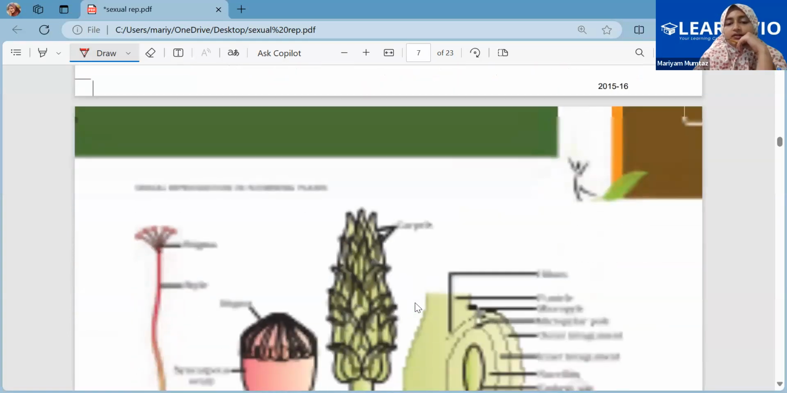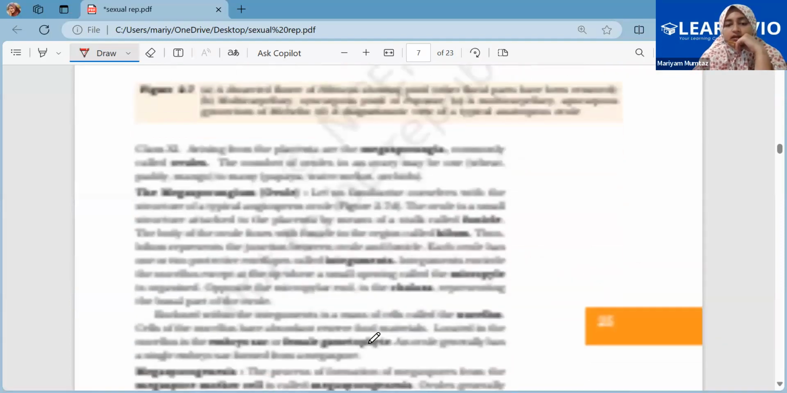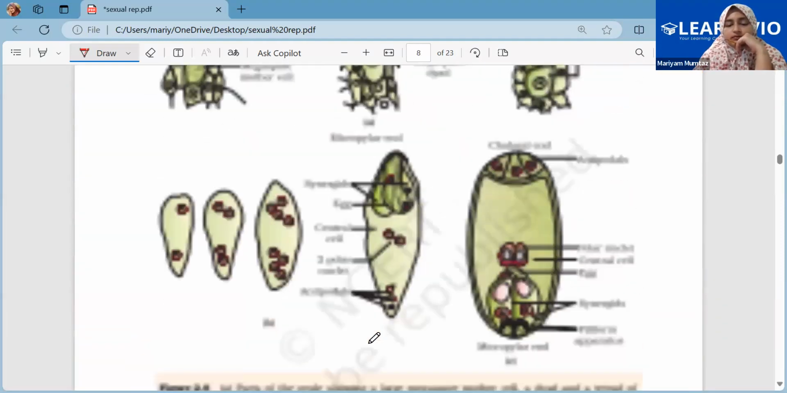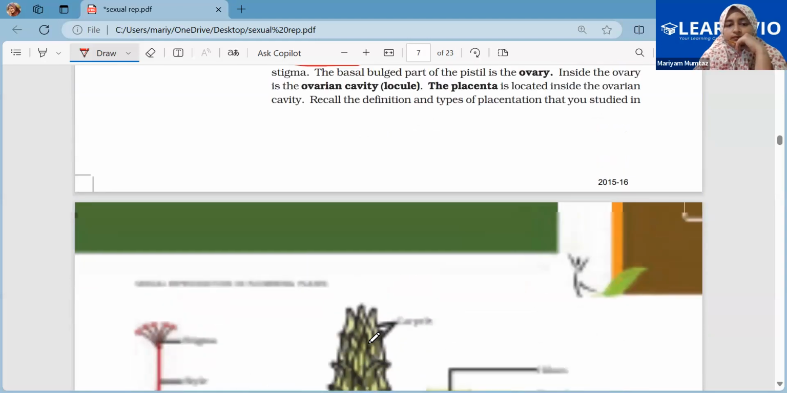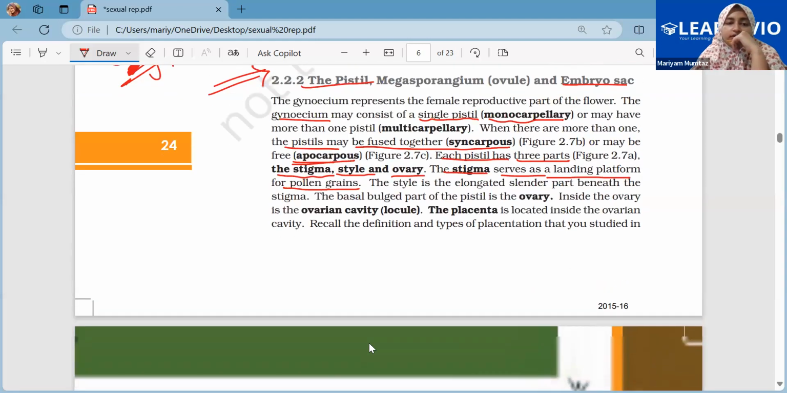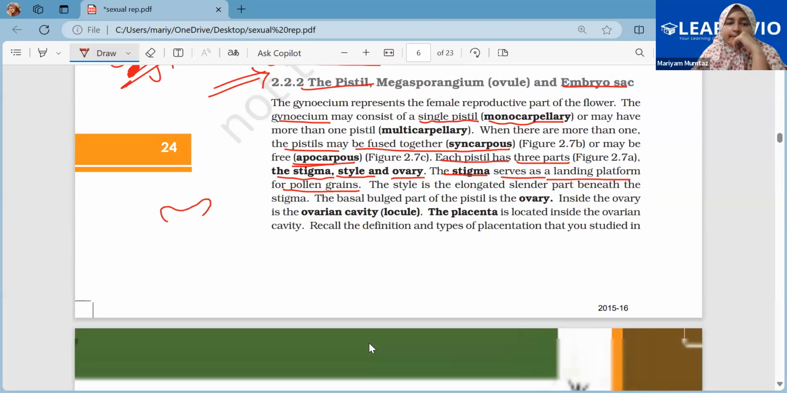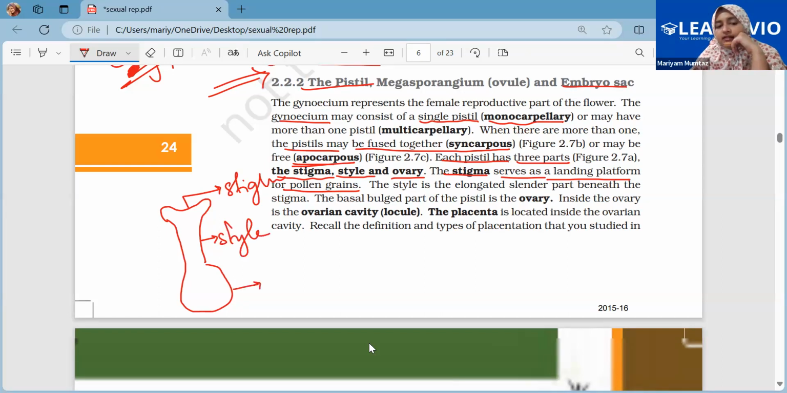If you see it here, wait, the diagram is not given. I'll draw it here. This part is the stigma. This part is the style, and the basal swollen part is the ovary.